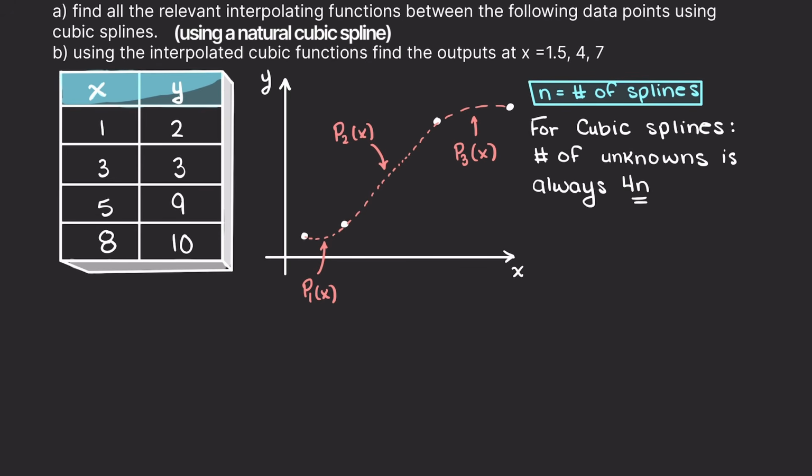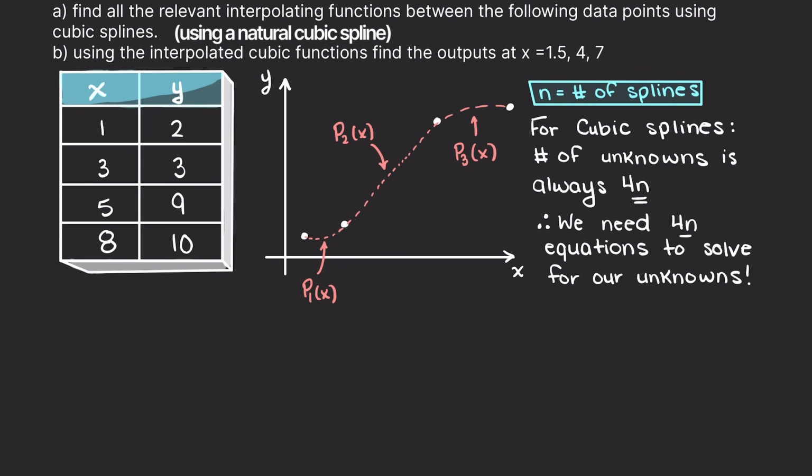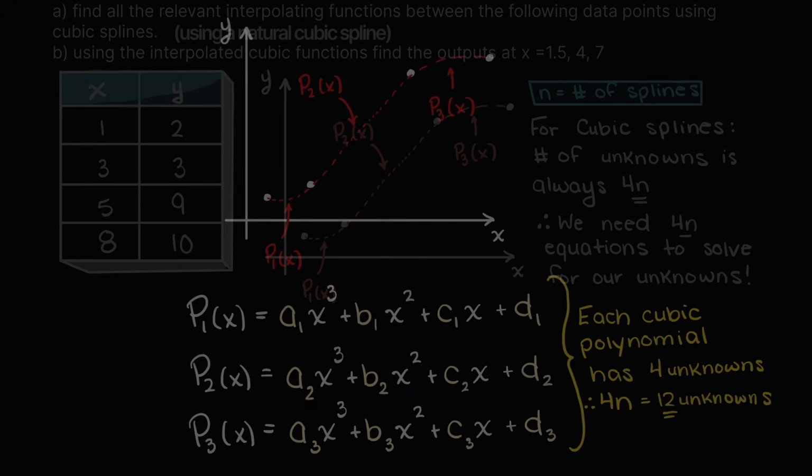We also learned that for each spline we need to find, denoted by n, we will need 4n equations, such that we can solve for our 4n missing coefficients. Therefore, we have 12 missing coefficients, as you can see here.